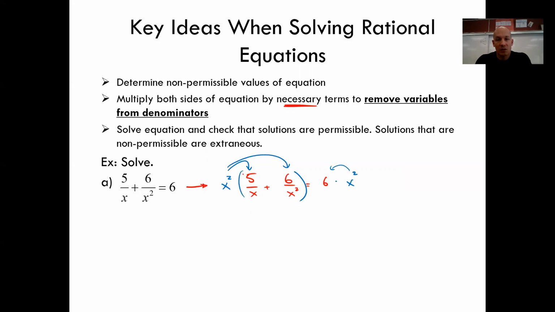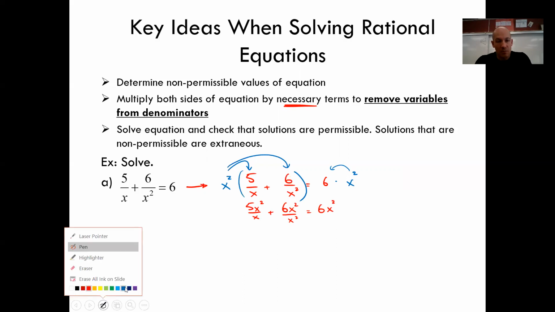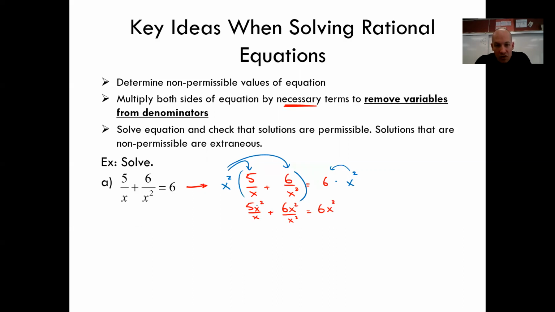When I multiply x squared in with 5 over x, this becomes 5x squared over x, and then the other guy becomes 6x squared over x squared, and then the other one becomes 6x squared. So at this point you can start crossing things out, and a lot of you are going to want to just skip this step, and that's not even that big a deal. You can cross those out and cross those out. So we're left with 5x plus 6 equals 6x squared.